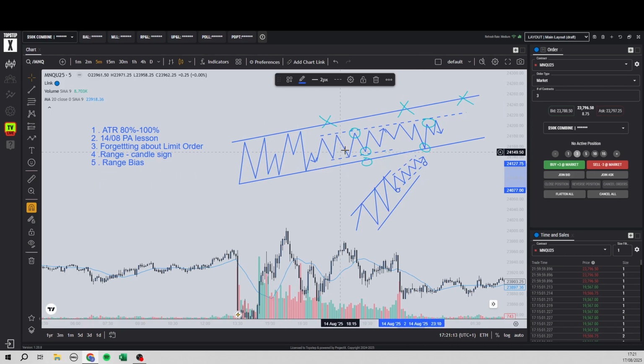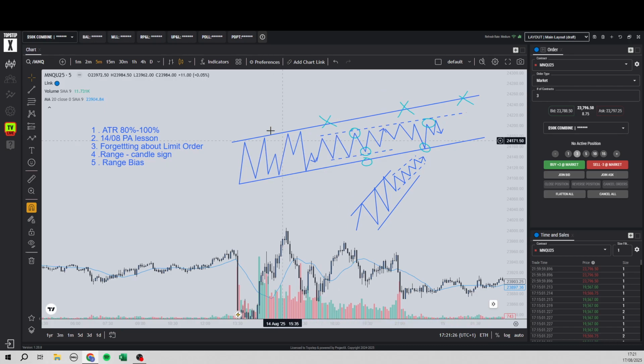So very important to keep in mind what is the most active range at all times. If the range changes, we have to first off see it, draw out new trend lines, and go from there. Okay.